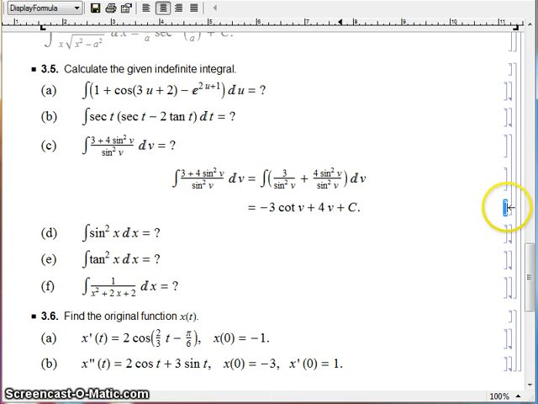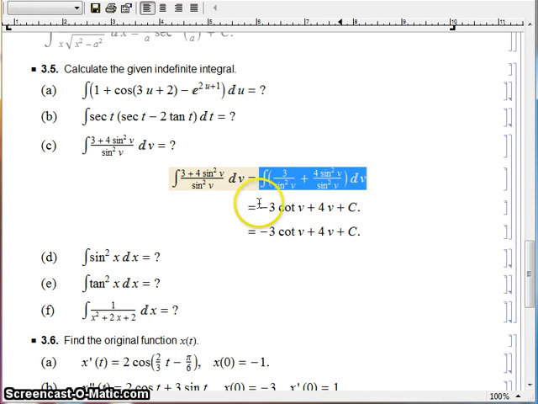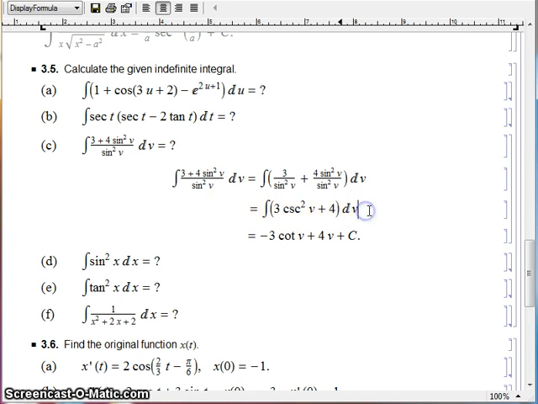So this part can be rewritten as 3 times cosecant squared v, and then this part will become just 4 after simplification. Antiderivative of cosecant squared is negative cotangent, so we have the antiderivative completed here.